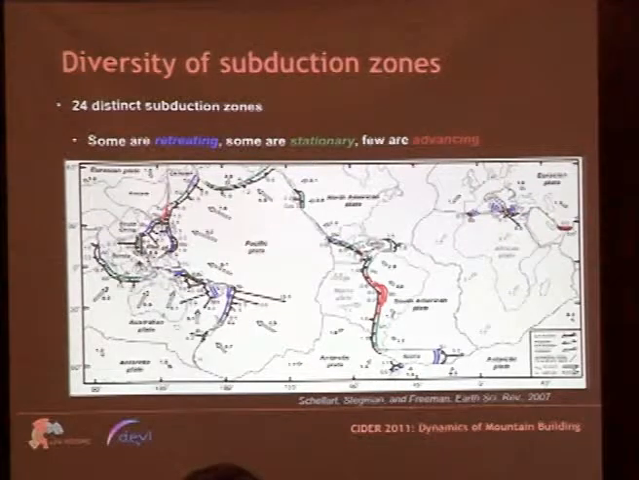I'm not going to show all of these, but let's look at the retreating ones, which are in blue. The ones that are roughly stationary, just moving 1 or 2 centimeters a year either way, are quasi-stationary. The other ones are advancing, and those are in red. Advancing trenches are very few in this reference frame: South America, over here in Japan, and this one, the Makran. In the other reference frame, about 50% of the planet is advancing trenches.